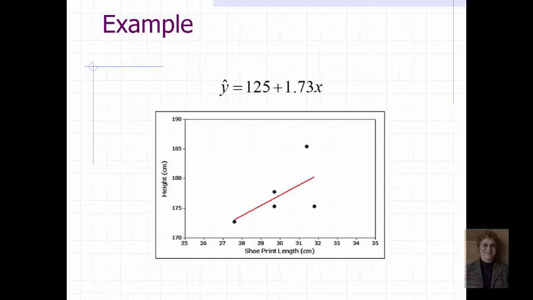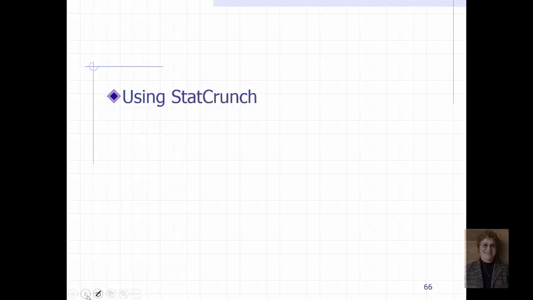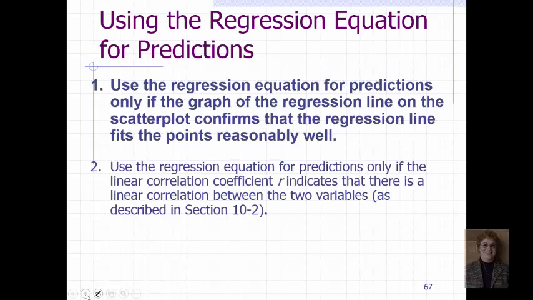If we look at our graph with the line drawn in, you can see that half the points are above and half are below. The distance above is about the same as the distance below. So it's a pretty good fit for a model. And we already used StatCrunch to find that.